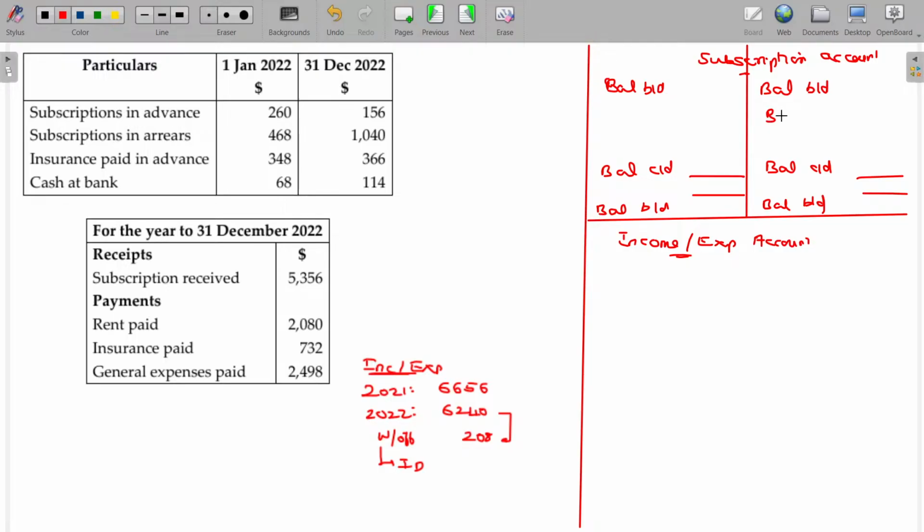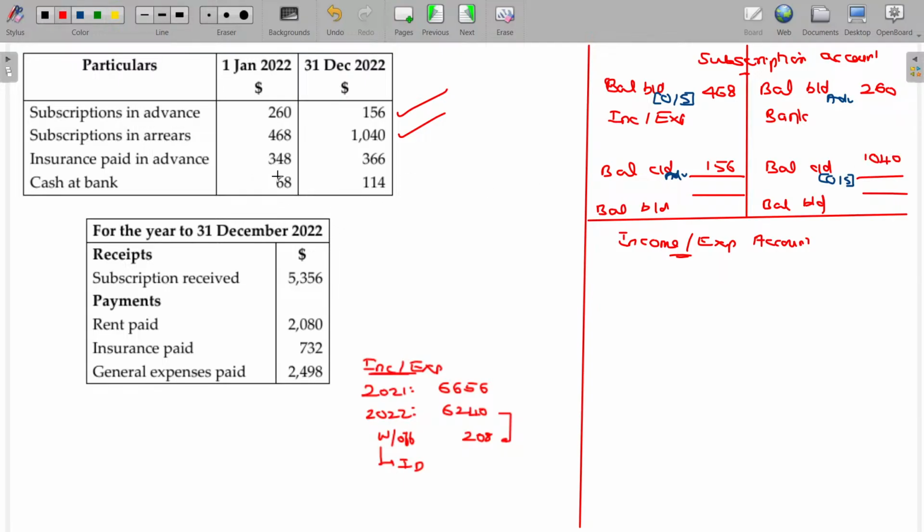Now the amount recovered, through bank account or cash account, is transferable to the income and expenditure account. Outstanding is an asset, and the amount received in advance is a liability. So advance is the liability. Now I post all the available information. Subscription in advance, being the liability, 260 here, 156 here. Subscription in arrear at the beginning of the year 468, at the year end 1040.